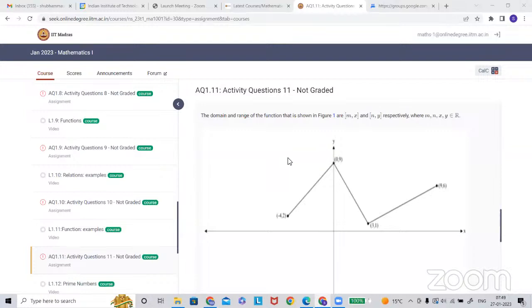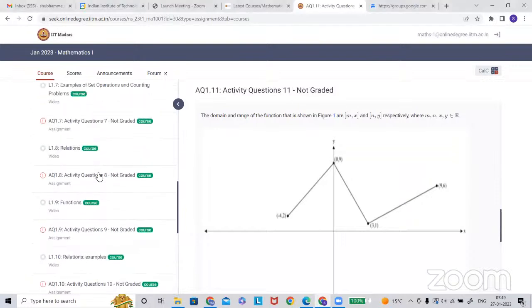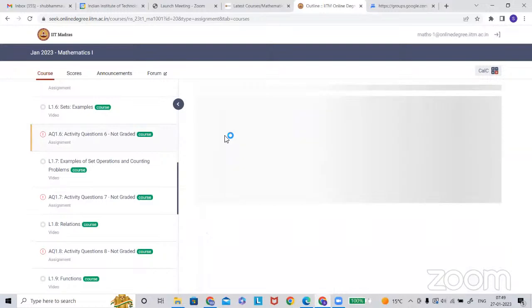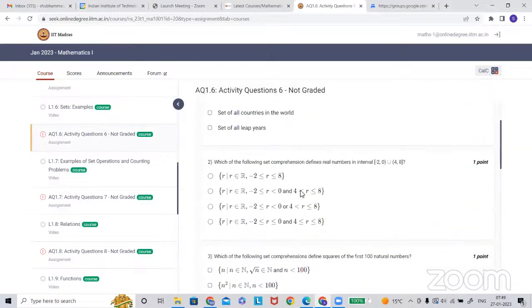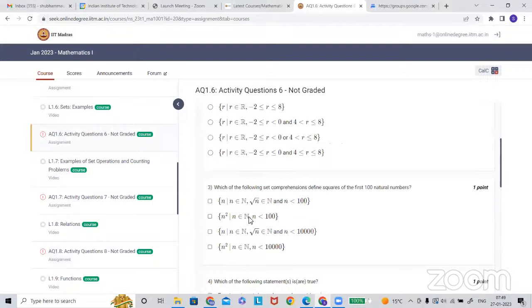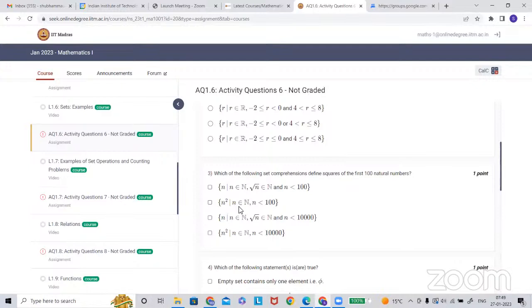What's your doubt? Sir, I have a doubt in activity question 1.6, question number 3, second option. Okay, second option. This one. Yes, sir. I want to know how this option is correct. Which of the following set comprehensions defines the squares of 100 natural numbers? So see, this is the set comprehension. It is itself telling you that you are taking the natural numbers less than 100 and the square of them. Which one is it going to be? Now tell.